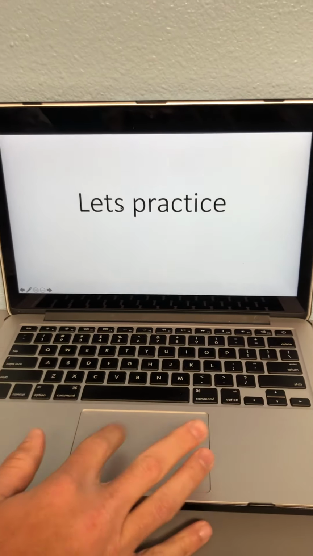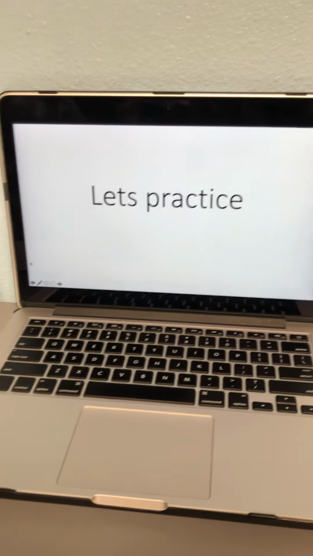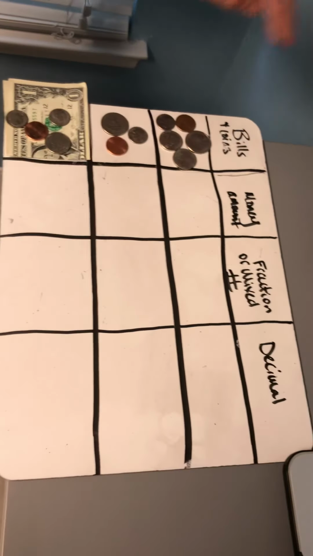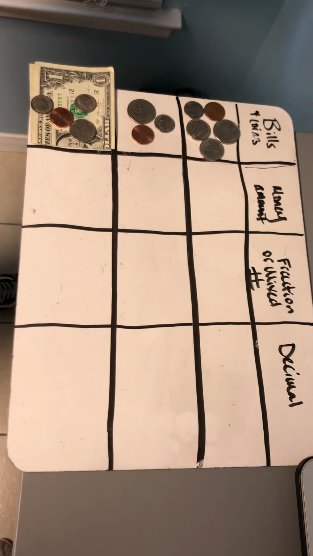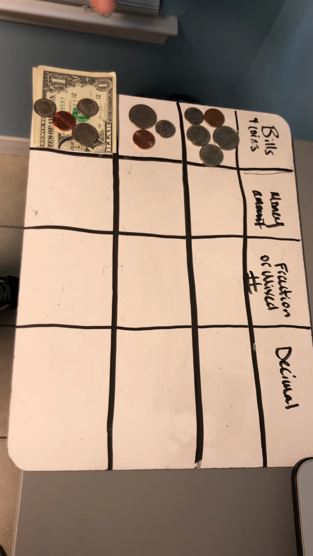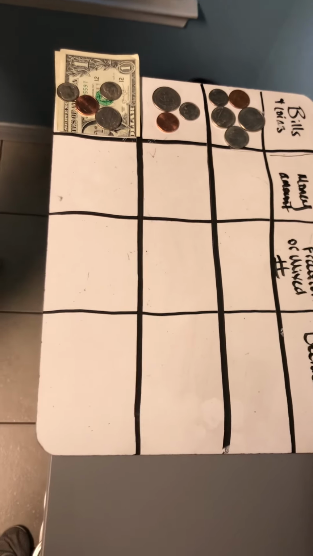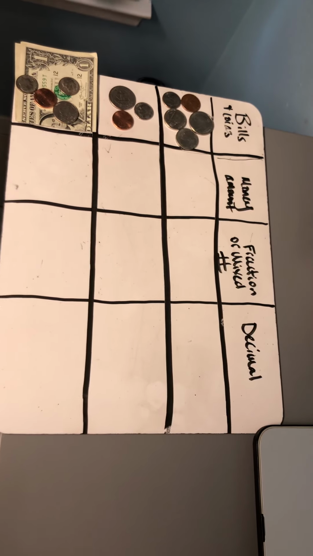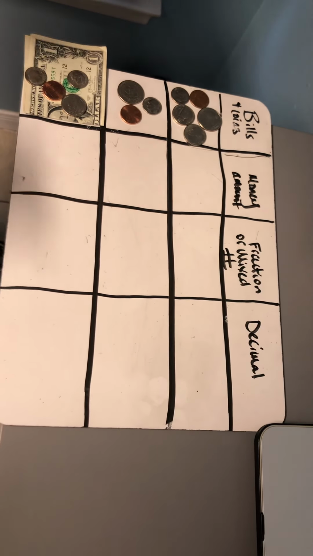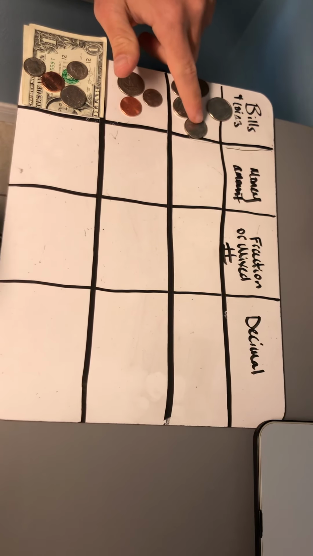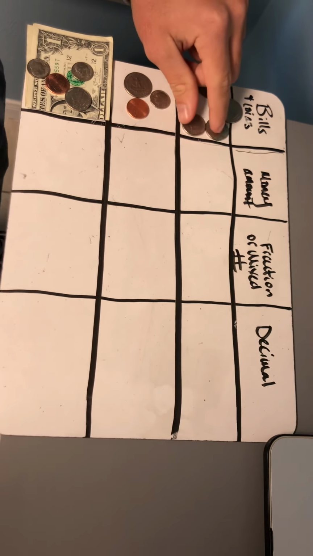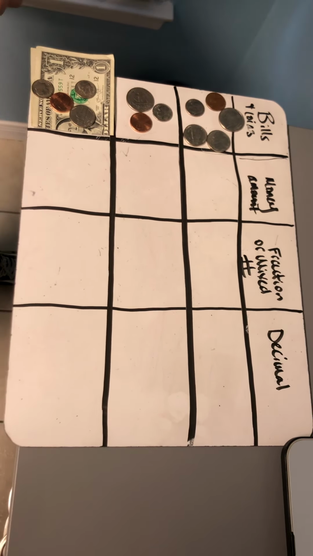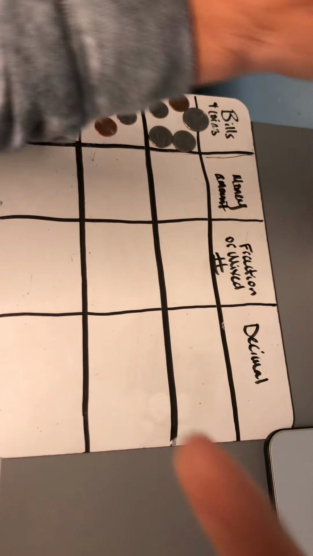So, now that we've talked a little bit about what is a decimal, let's start practicing. Here we have a chart that's labeled with our bills and coins, our money amount, the fraction that the money amount will be making, and the decimal amount. Alright, so let's go ahead and count our first section of coins. Here we have a quarter that represents 25 cents. We have 2 nickels that represent 5 cents each, a dime that represents 10 cents, and a penny that represents 1 cent.